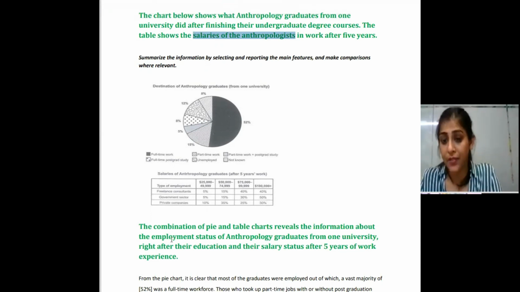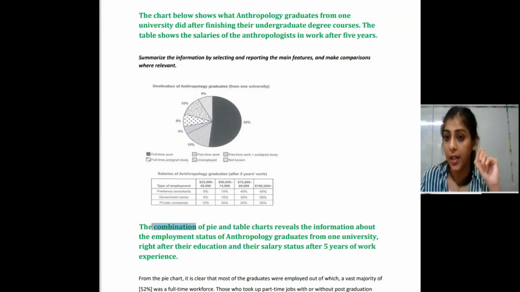Here, I've done some paraphrasing. The combination of pie and table charts. Why have I written charts here? Because we have two, pie and table. Okay, charts reveals. Now, why have I added reveals here? Because the subject starts from the singular noun, the combination. Got it? Reveals the information. Information is obviously data. So we have got data in the pie chart and in the table.